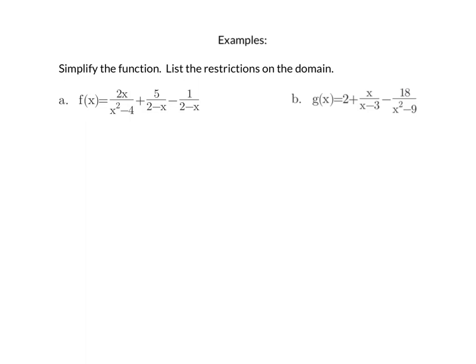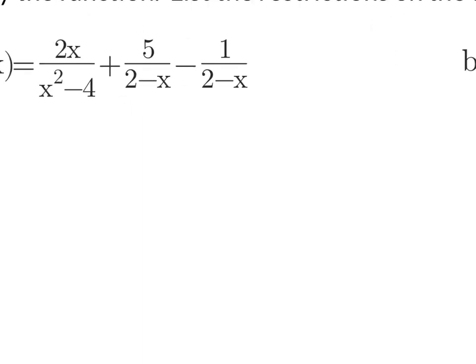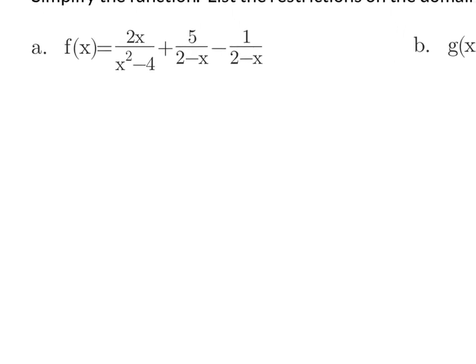Okay, so let's do some more with our restrictions on the domain, and let's talk about simplifying functions. So simplifying functions, basically what we're going to do is we're going to add and subtract this, just like we did when we talked about adding and subtracting functions. And what we're going to do is just ignore the left side of our function. So if we look at f of x, we have 2x over x squared minus 4 plus 5 over 2 minus x minus 1 over 2 minus x.